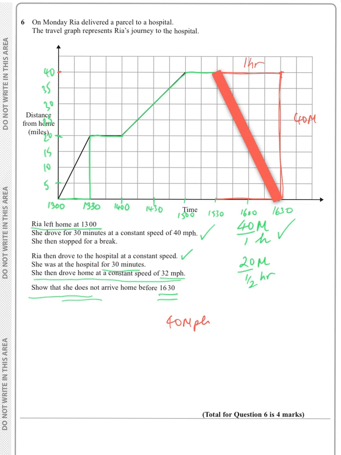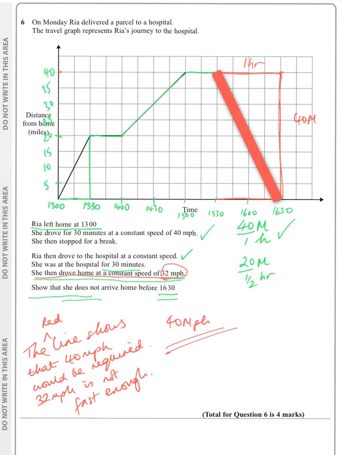So evidently, driving home at the constant speed of 32 miles per hour would not be fast enough. So she does not arrive home before 16:30. So that's the explanation I would give. I might write a little bit more after that, but I'm sure you can manage that yourself. Okay, and I've done a little explanation here for you to read.